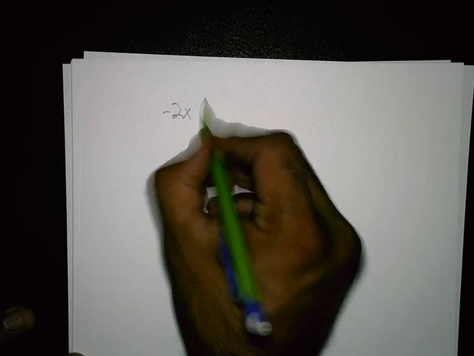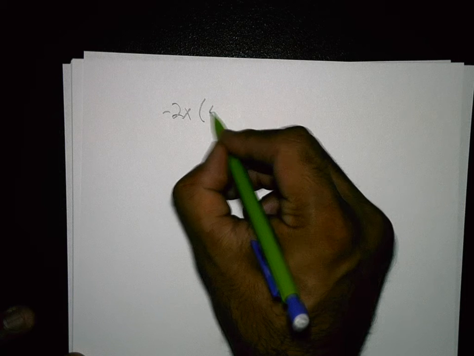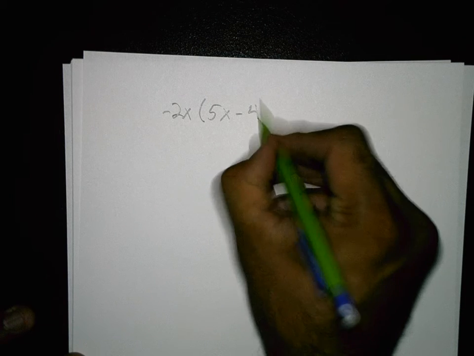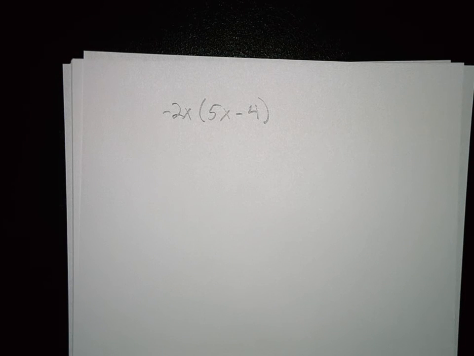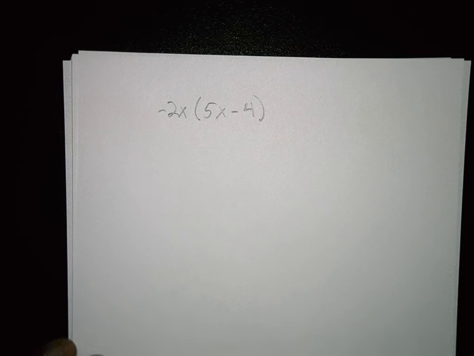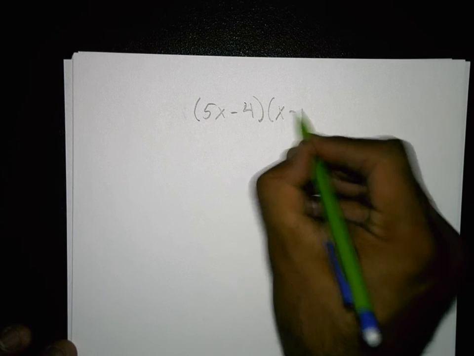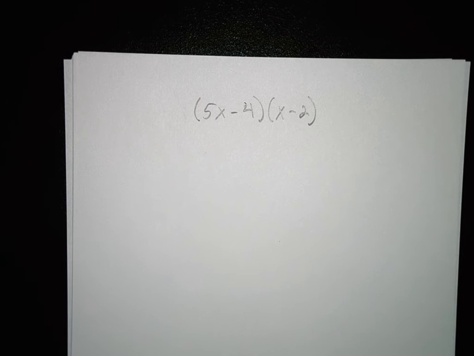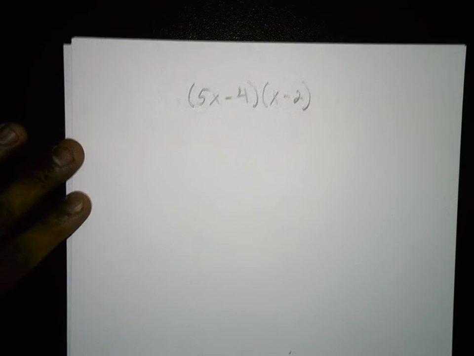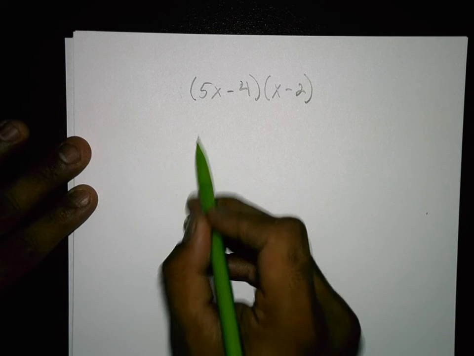And looking at, okay, so 5x minus 4 times x minus 2. All right. So I have a 2 by 2 here as well. So I'll draw my box.